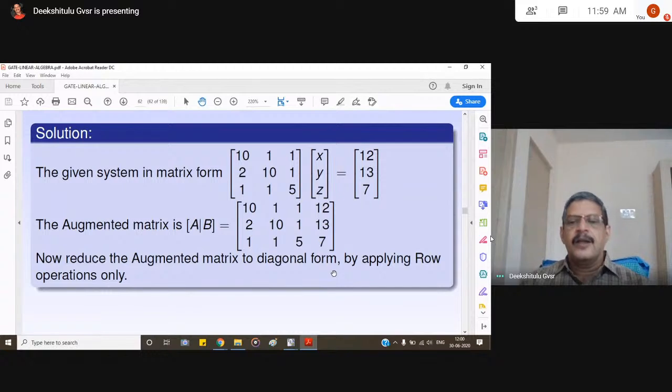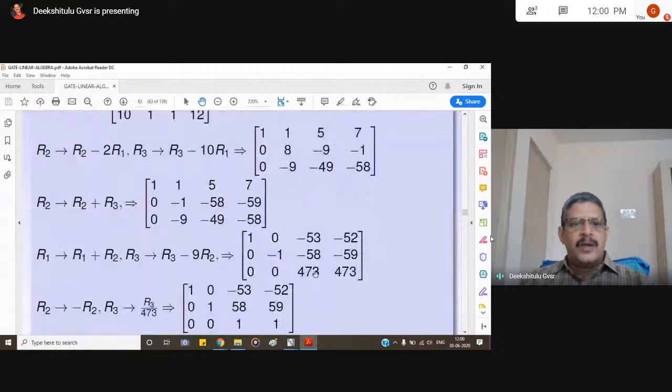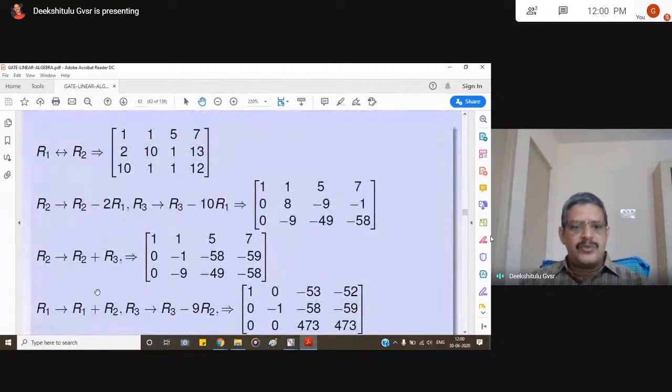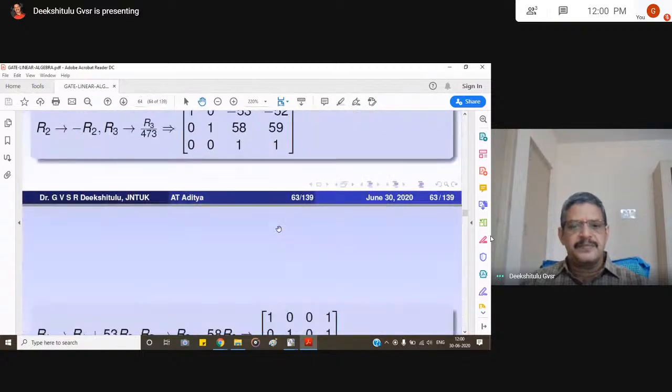I said that in solving systems of equations you cannot use column transformations. You are not allowed to use column transformations. That's a very important rule we have. So we use row transformations, and so on and so forth. So many steps are given. This is what we finally get here.